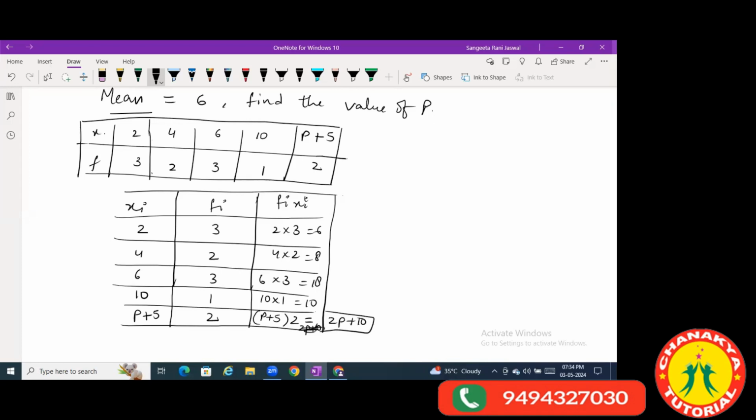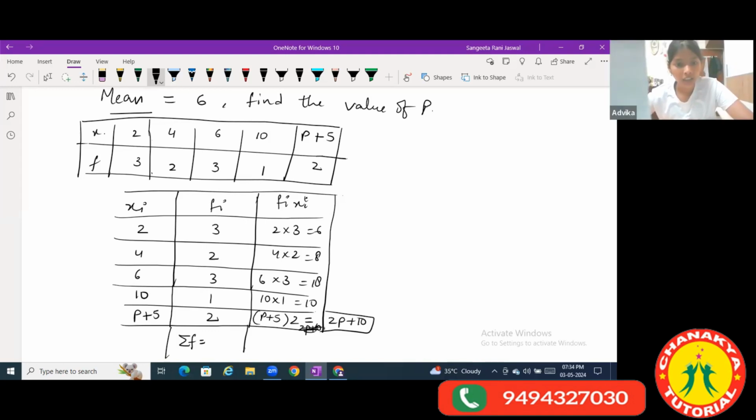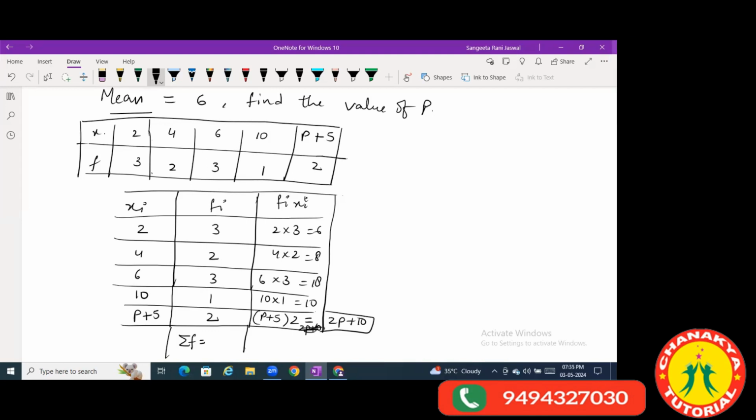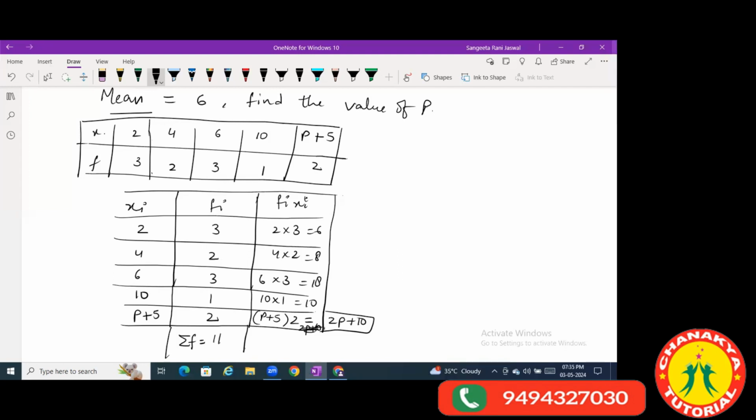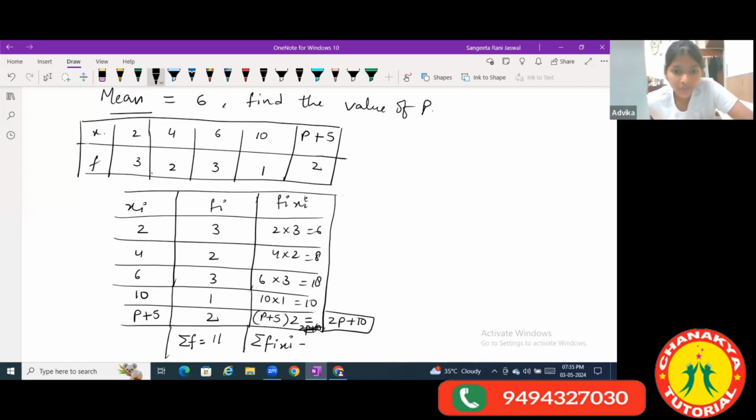Now I will take the sum of these observations. The number of observations, that is summation F. Just take the total of these values. It's 5, 8, 9, 10, 11. It's 11. Now tell me for summation Fixi. So it's like 28.